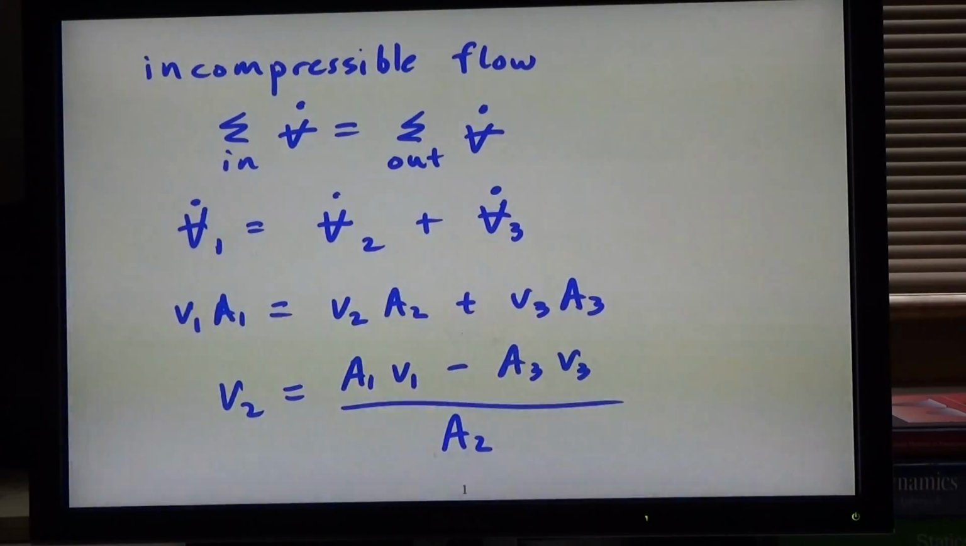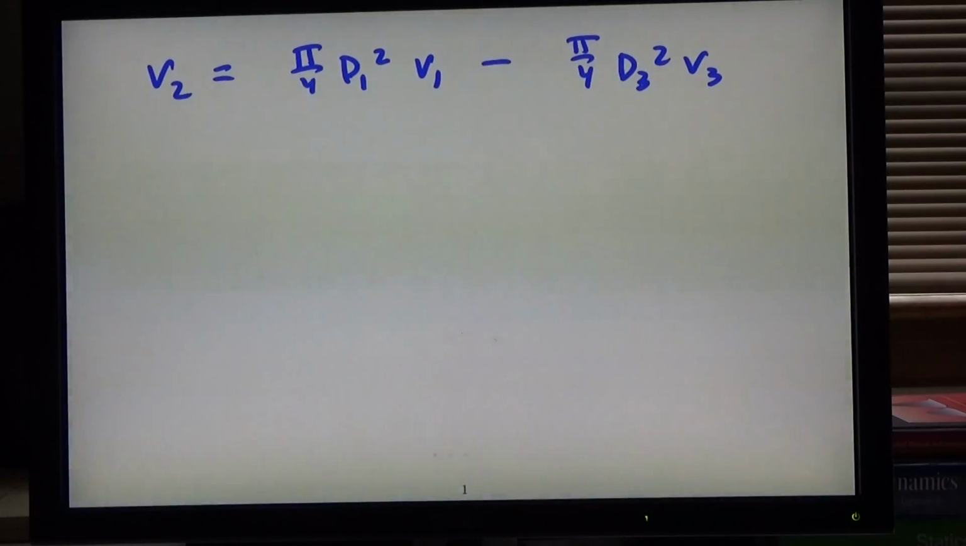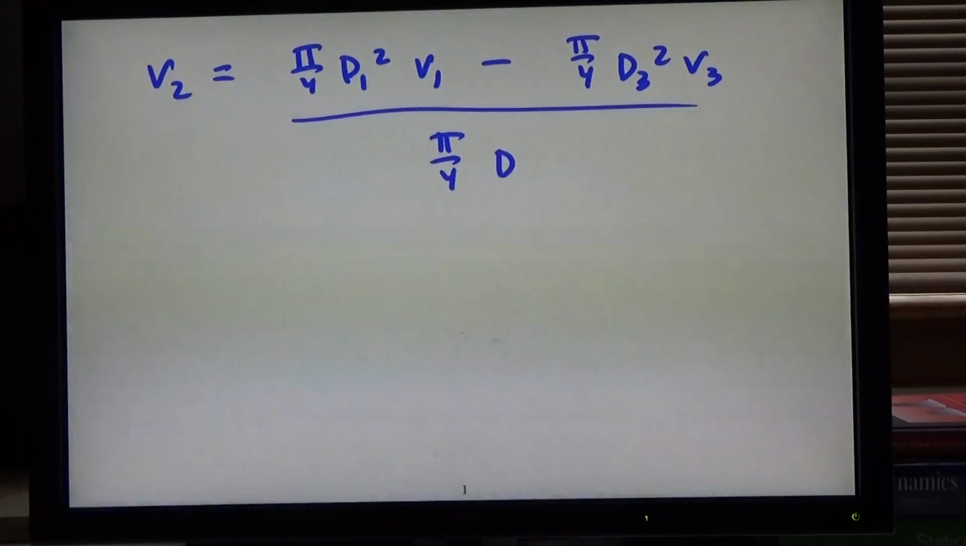And then if we put the area in terms of pi over 4 times d squared, this would look like A1 is pi over 4 times D1 squared, and then we have V1. We have minus A3 is pi over 4 D3 squared, and then we have V3. All of that divided by A2, which is pi over 4 D2 squared.